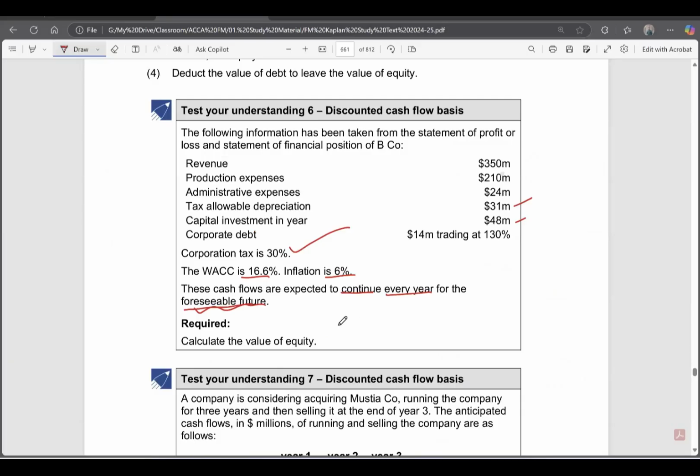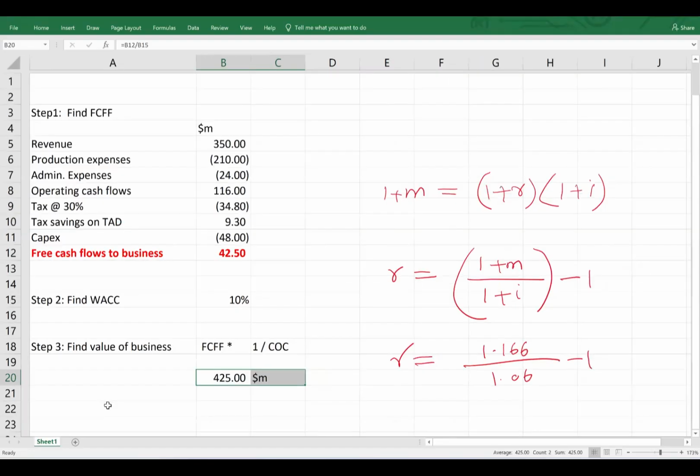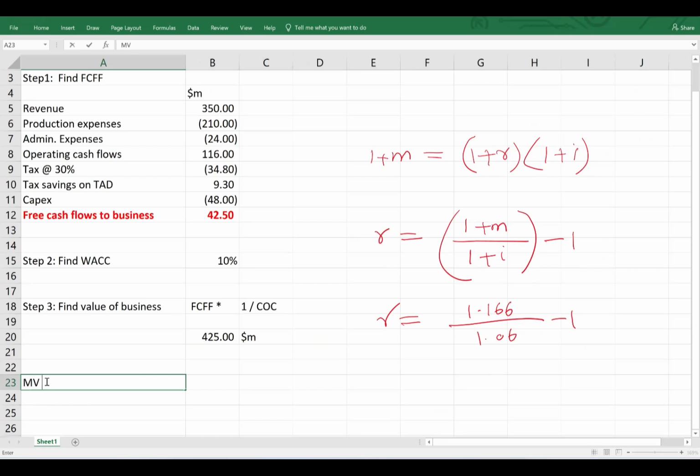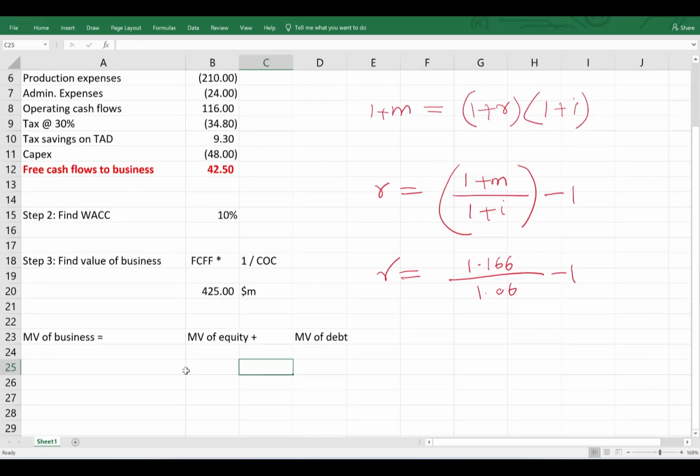What are we interested to find? We're interested to find the value of equity, not the value of business. So keep in mind, the market value of business is equal to market value of equity plus market value of debt. We are interested to find the market value of equity, so we have to rearrange the formula. To find the market value of equity, we take the market value of business and minus the market value of debt.